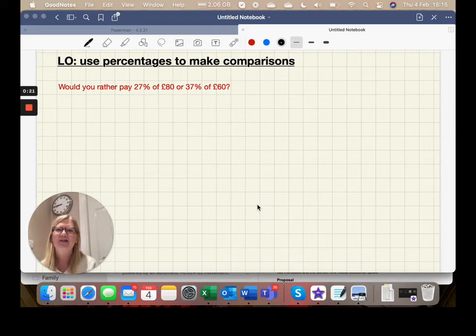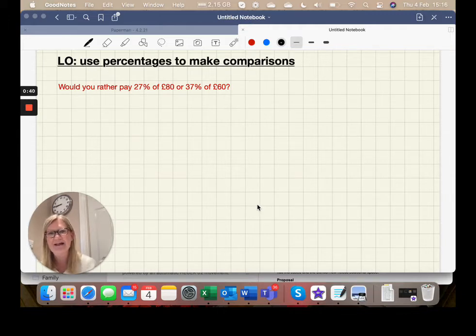Would you rather pay 27% of £80 or 37% of £60? I want you to pause me. Do your own little calculations, think about how you're going to answer this question, and then come back to me when you're done and see if we agree. Off you go.